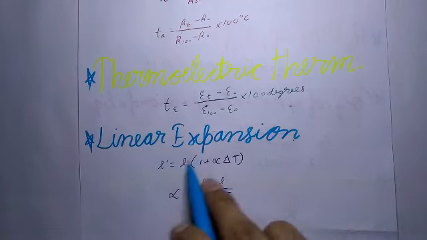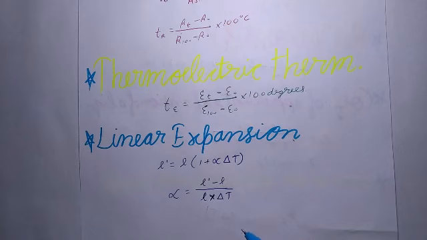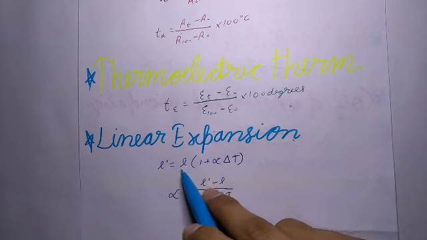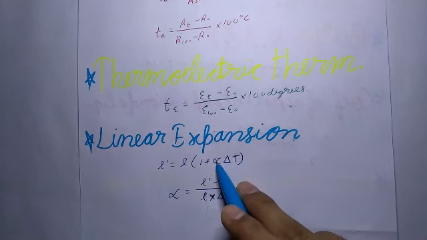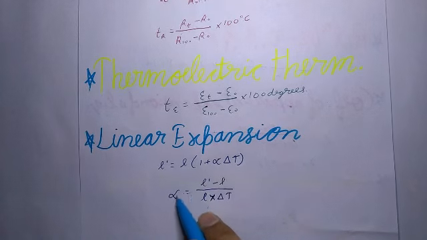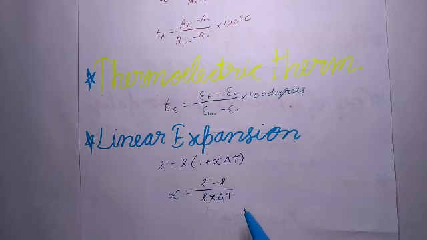Now next is linear expansion. When a solid rod of initial length L is heated through a temperature delta T, its final length is given by L dash will be equal to L into 1 plus alpha delta T, where this alpha is the coefficient of linear expansion, and it is given by this expression: alpha is equal to L dash minus L upon L into delta T. The coefficient of linear expansion of the material of a solid rod is defined as the increase in length per unit length per degree rise in the temperature.